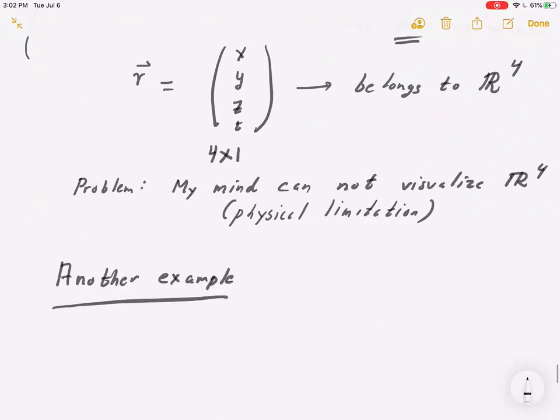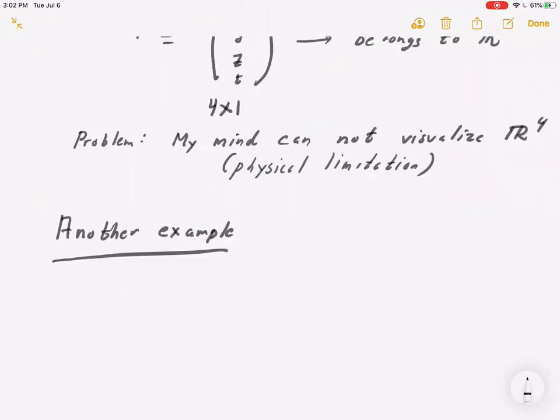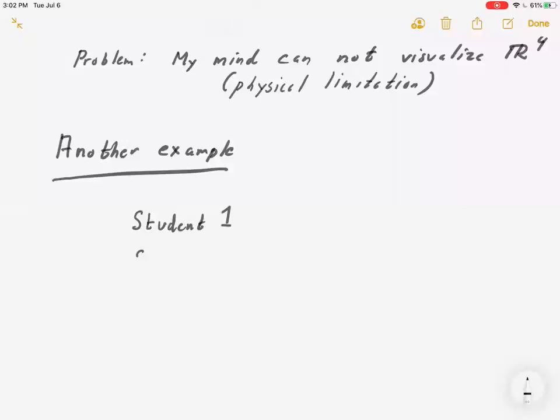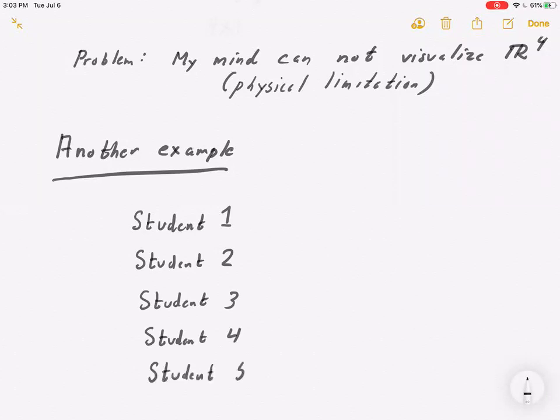Of vectors that are not constrained to be just in 1 dimension, 2 dimension, or 3 dimensions. Suppose I have a class and I have 6 students. So I have students 1, 2, 3. For privacy rules, I won't specify their names. 4, I'll just give them numbers. And my last student is student 6.